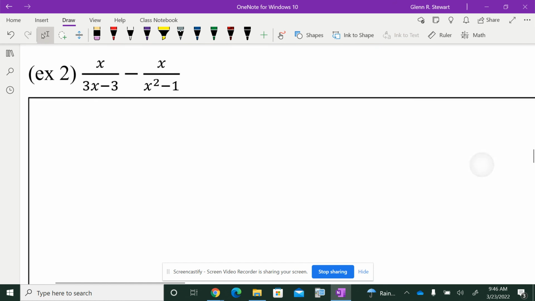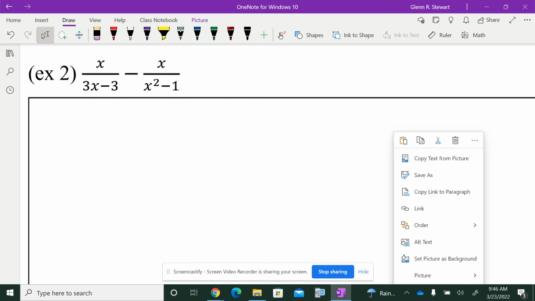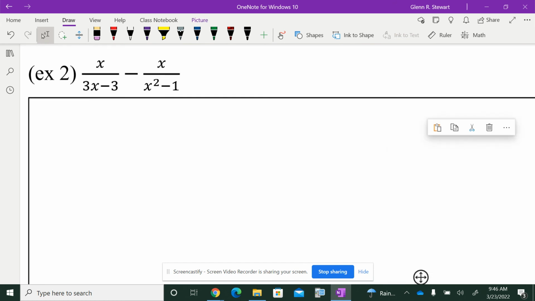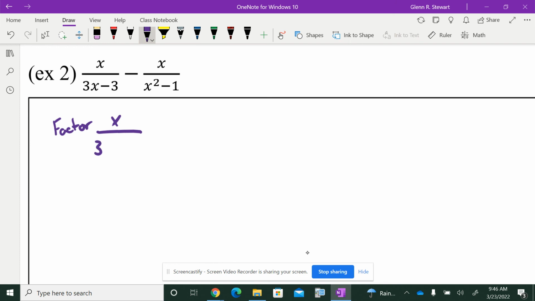Let's take a look at example number 2. I'm going to show you example number 2, and then we'll go through 3, and then that'll be it for today. First step, again, factor. So the bottom here, I can pull out a 3. And then here, x squared minus 1, that's a difference of squares. So I get x minus 1 and x plus 1.